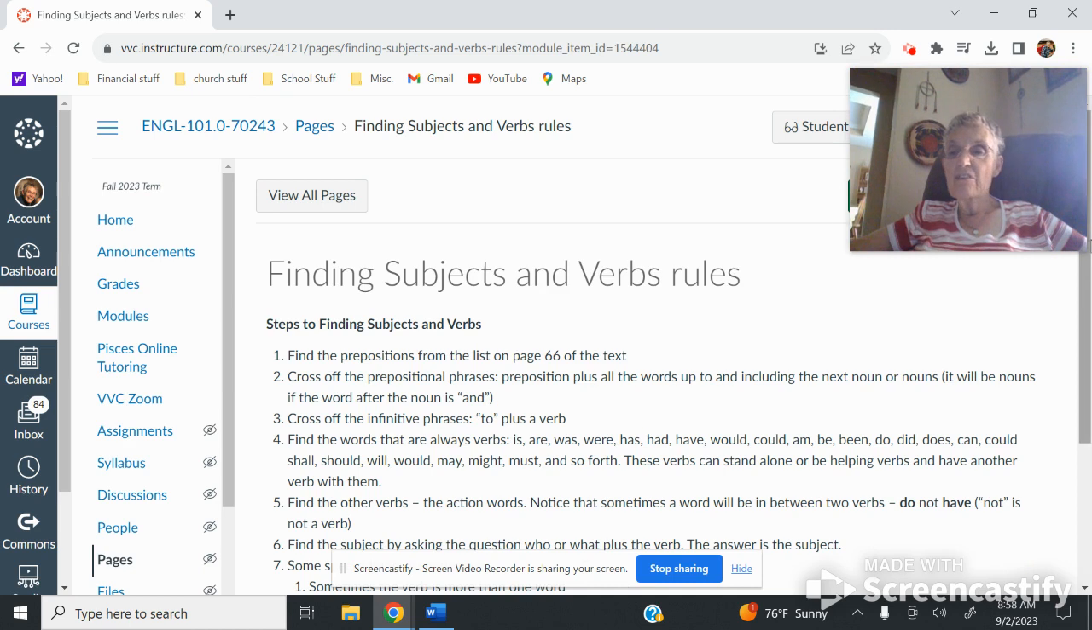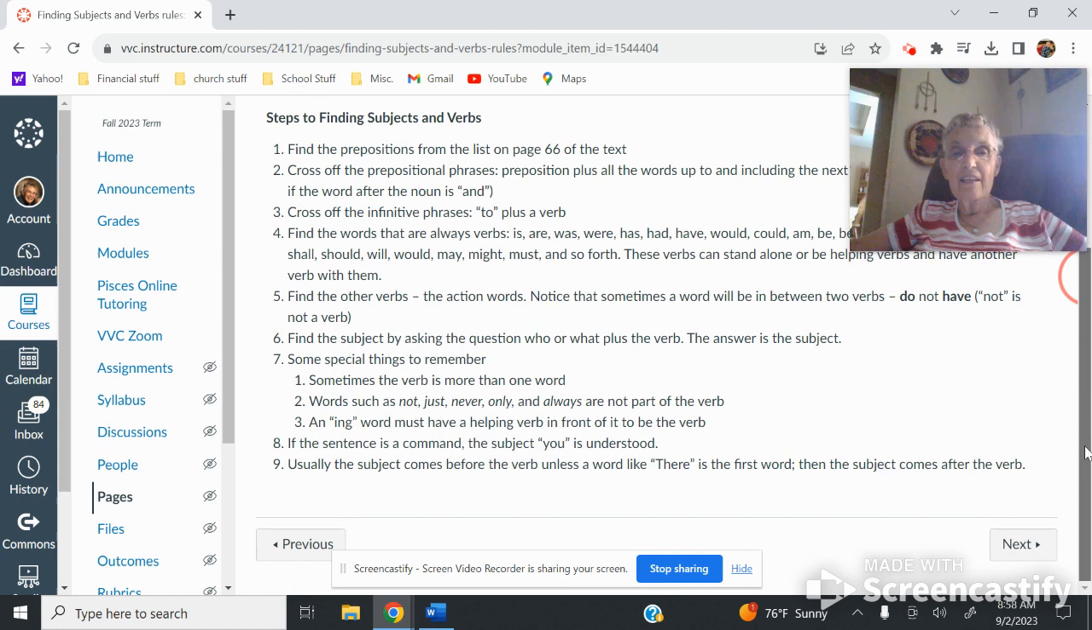So finding subjects and verbs: what you do is you find the prepositions and cross them off because they can't be a subject or a verb. Find the infinitives and cross them off because they can't be subjects or verbs. Then you see what's left, and you find what I call the always verbs: is, are, was, were, could, all that stuff. Those are always verbs. And then find the other verbs, the action words, and sometimes there'll be a word between them, like do, not, have. And then find the subject by asking who or what plus the verb. So if you just follow those steps, you'll be able to find subjects and verbs really, really easily.